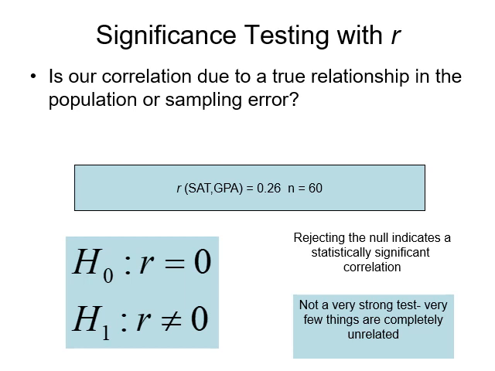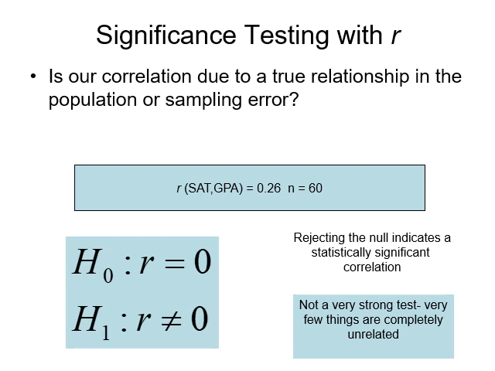So significance testing with R, so R and beta are going to be the same. However, with R, in a simple correlation, we can simply take that R and look at a probability chart, find our p-value, our alpha of 0.05, and find out what is the minimum R we need to claim 0.01. In the case of a regression or multiple regression, we're going to take our beta and we're going to then ask, is it significant? Is our correlation due to a true relationship of the population, or is it simply sampling error? So for example, our R or beta might be 0.26 with an N of 60.